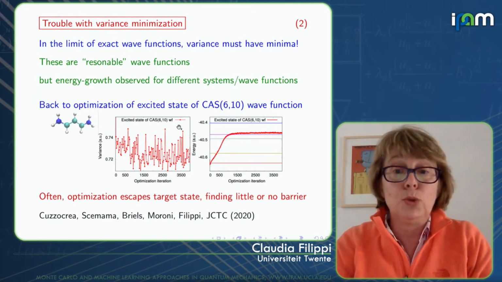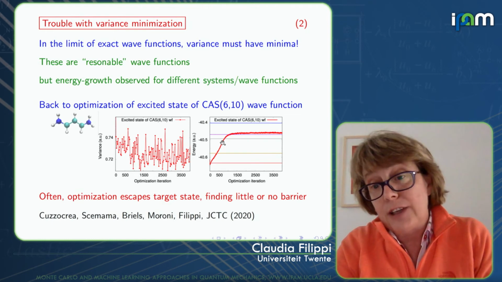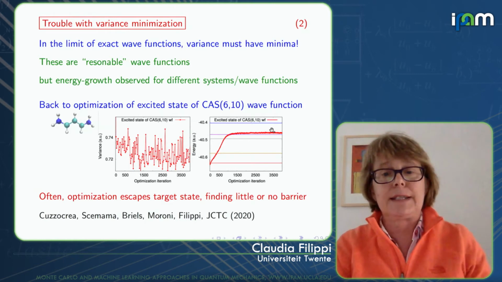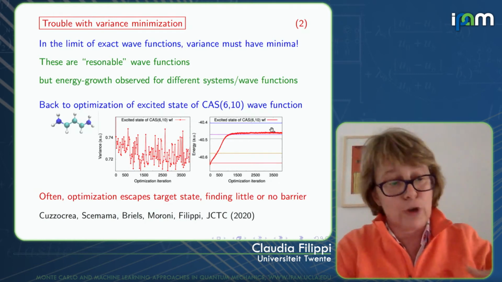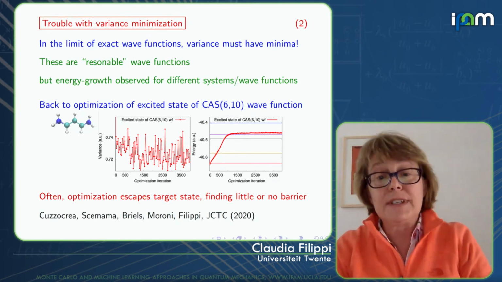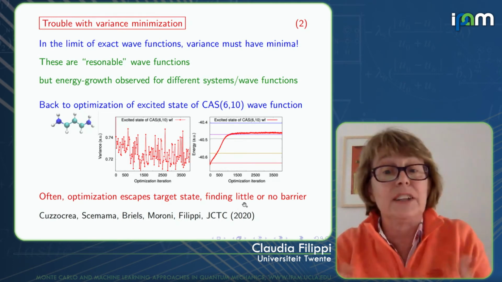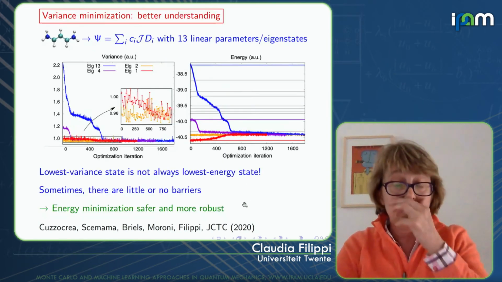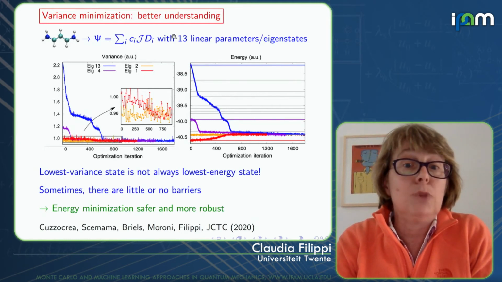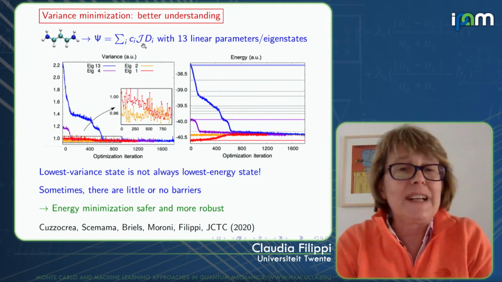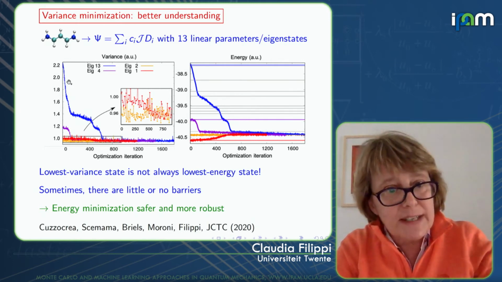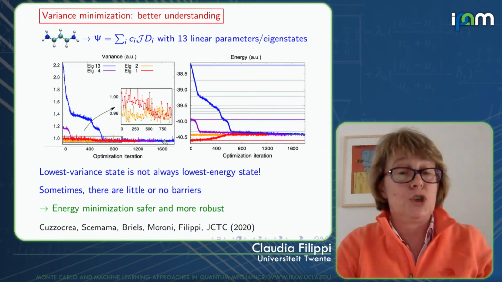So now if you go back to the situation where we are seeing the energy ramping up, you can see that it's kind of converging to a higher excited state. So it was saying that, for an approximate wave function, where you're still far away from your target, the optimization might escape the target state, finding practically no barriers. Now to analyze this better, we look at a small expansion over 13 determinants, and you can generate 13 eigenstates. They all will have different variance. You optimize the variance, and they all go to the same minimum, which is very good.